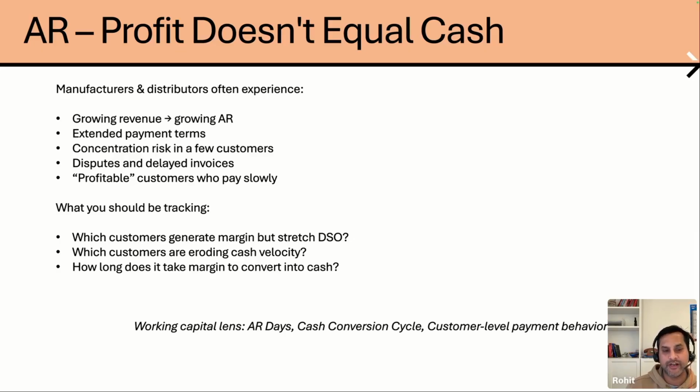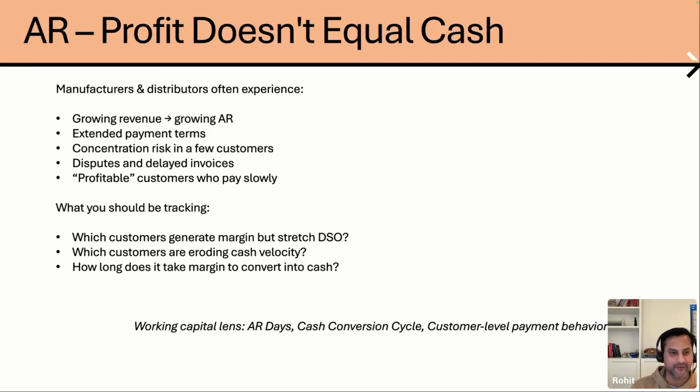So generally what happens is, revenue is growing, AR starts to grow as well. Sometimes there are extended payment terms, or there's sometimes risk associated with a few customers because they either are your biggest customer but their expectation is they need more time to pay, or they sometimes demand better cash flow scenarios with you.